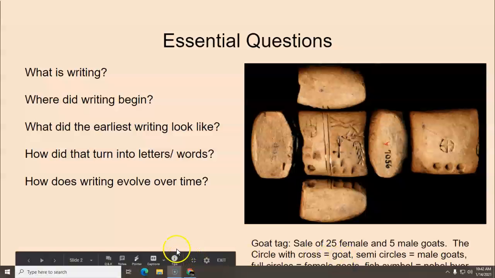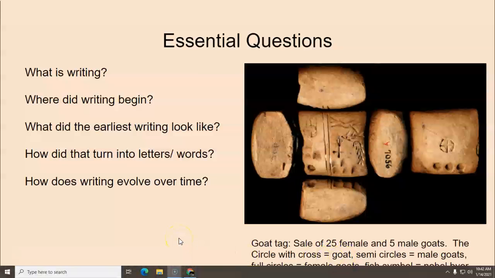So we are going to start off talking about writing. And so the essential questions that we're going to ask are: What is writing? Where did it begin? What did the earliest writing look like? How did that turn into letters and words? And how does writing evolve over time?